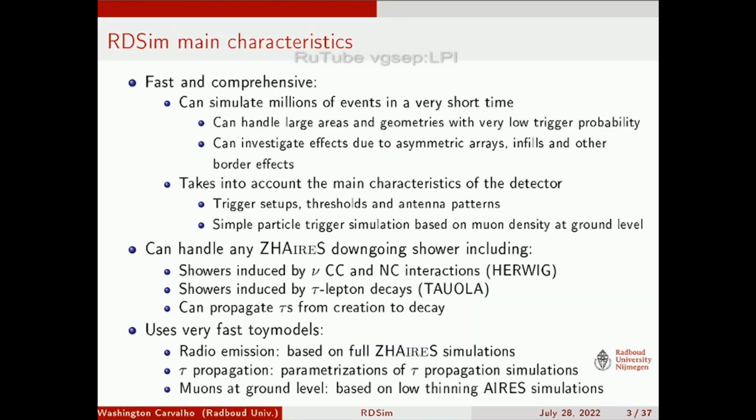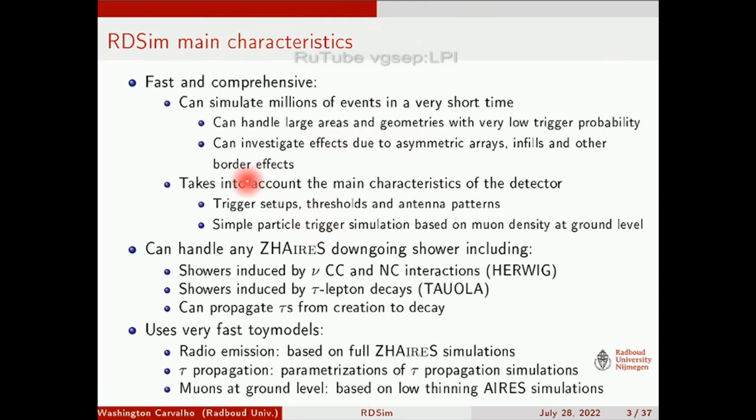RDSim is really fast, so it can do everything that I showed you we wanted to do. We can simulate millions of events in a very short time, so we can handle large areas, these geometrical studies, low probability triggering, etc. And we can also investigate all the geometric effects, putting thousands and thousands of events and seeing what comes out.